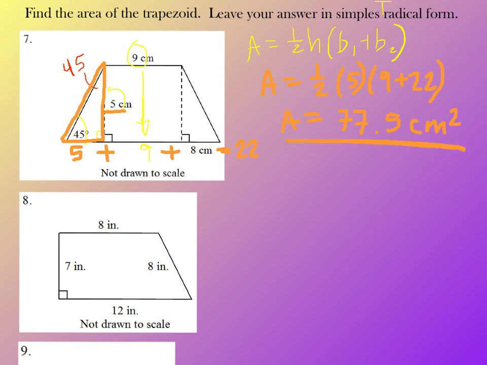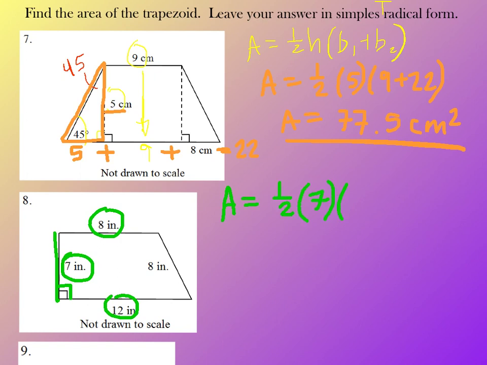So here's our answer. Alright, looking at number 8, this gives us everything. Here's a base, here's a base, here's a height. We know this is a height because it's the 90-degree angle right here. So we can just plug all this in. Area equals 1/2 height, 7 times base 1, 8, plus base 2, 12. So again, just throw all that into your calculator, and we get 70 inches squared.